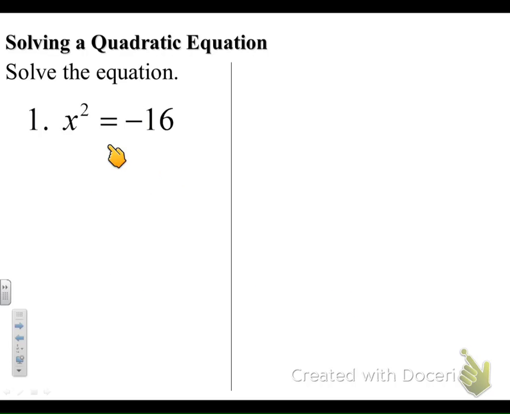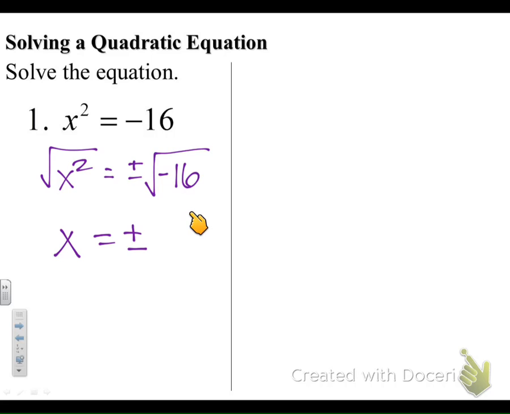First example, what if we have x squared equal to a negative 16? We can either make the choice of trying to factor or using the square root method. My suggestion here is just use the square root method. Take the square root of both sides, include the plus or minus, and then we have x equal to plus or minus the square root of 16, which is 4. The square root of this negative 1 is i. So plus or minus 4i.